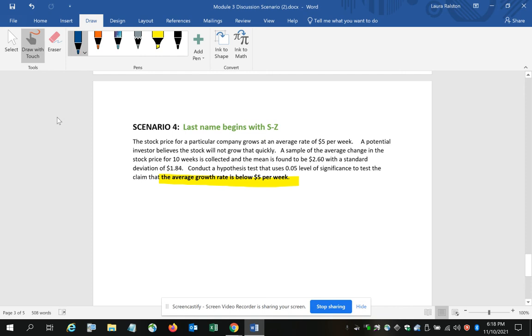Again, I have it bolded, but you have the word claim in there. So my claim or my hypothesis is the average growth rate is below $5. Thinking about that phrase "is below" makes me think of less than, which doesn't contain equal. So this statement is the alternative. So I have to write my alternative hypothesis and my null hypothesis. The one I'm given is the alternative.